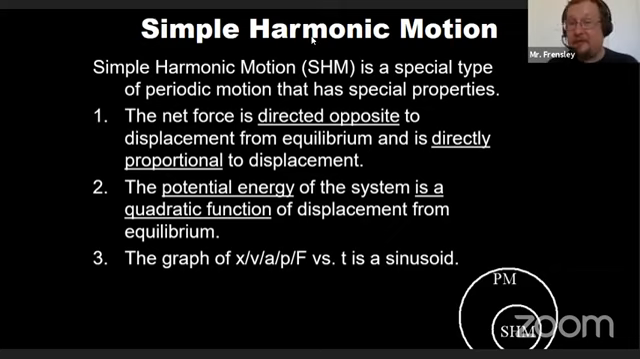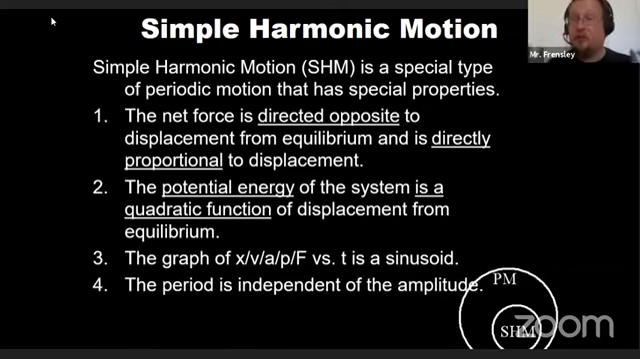And then the last one, and this is the big one for simple harmonic motion, this is the really simple of simple harmonic motion, the period, which is the time it takes to go up and down one time or back and forth one time. The period does not depend on the amplitude. That's a key point in simple harmonic motion that makes it simple.